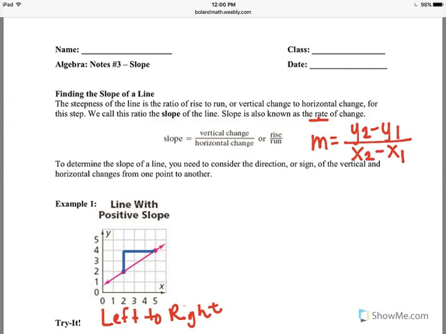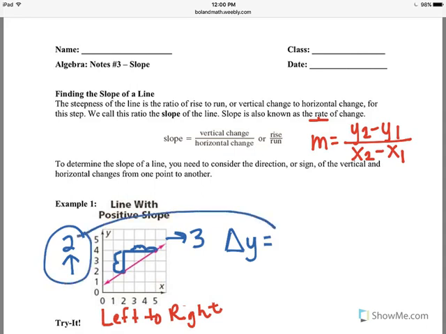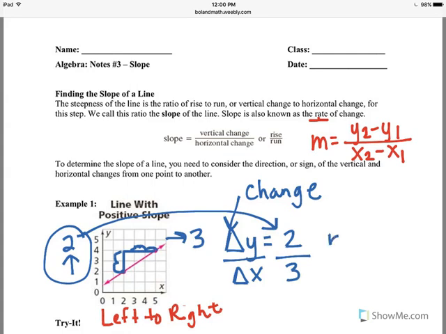You're traveling up one, two, so up two, and then over one, two, three. So the change in y, your up or down, is two. The triangle stands for change, so your change in y is moving up two, and your change in x is three. Rise is how much you're going up, or down, and run is whether you're going right or left.